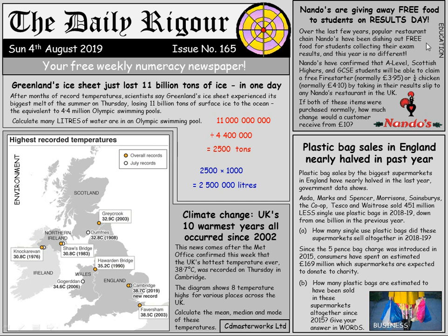Okay, so on to our education story. So they've done this the last few years now. Nando's giving away free chicken. So either a free fire starter or a quarter chicken. So if these items were purchased normally, how much change would a customer receive from £10?